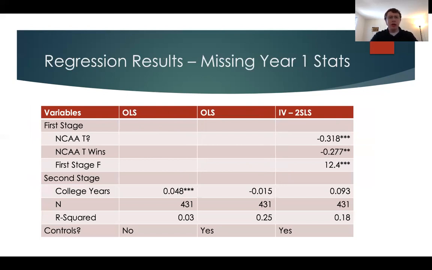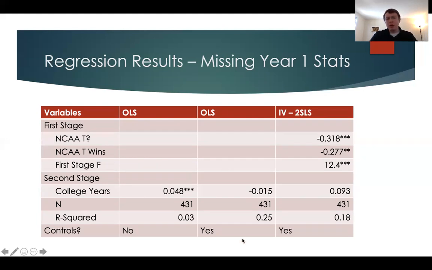Now, moving immediately here into some results. The first regression, my dependent variable, is an indicator for whether or not the player is missing their year 1 statistics, so whether or not the player was on the NBA roster in the first season. I start with a simple OLS regression with no controls, where the independent variable is college years played. And in the simple OLS setting, those players that spent more years in college are more likely to be missing year 1 stats. So they're less likely to be on an NBA roster.